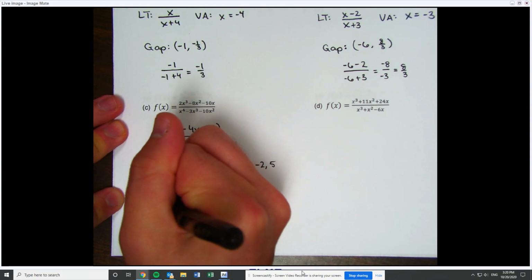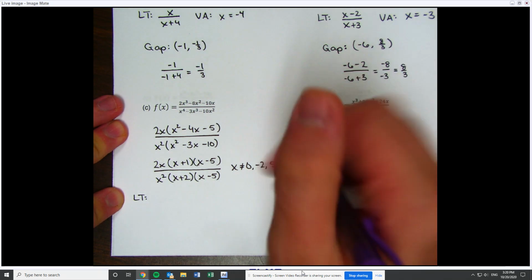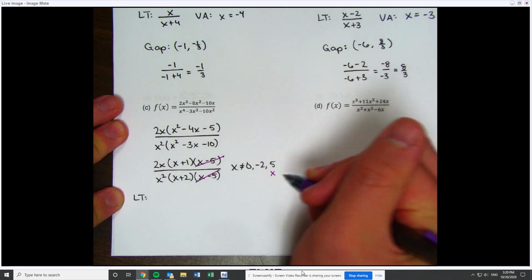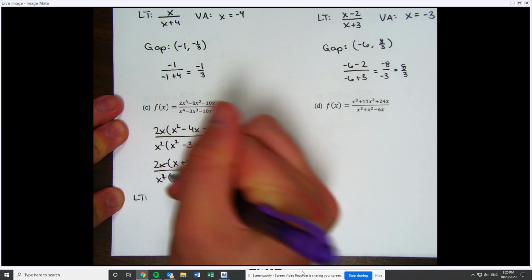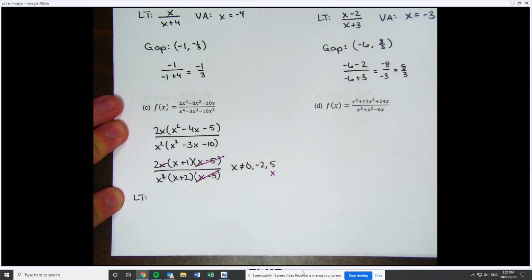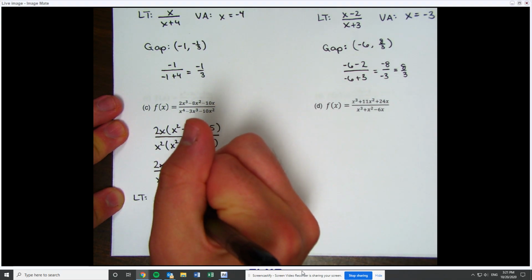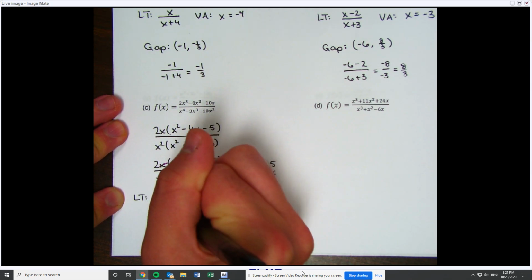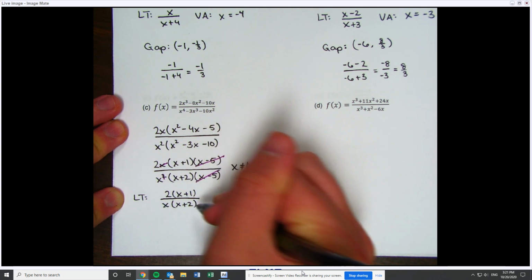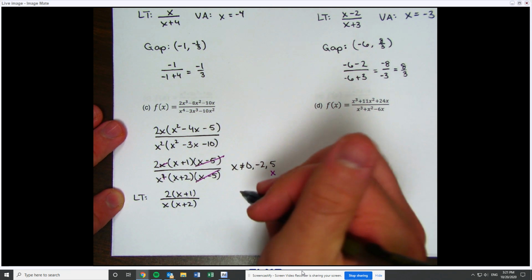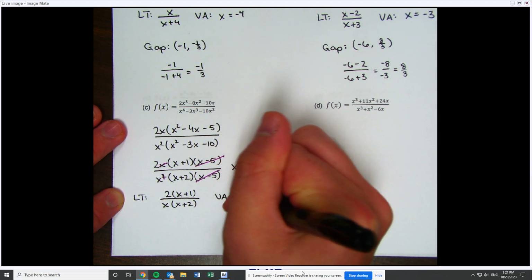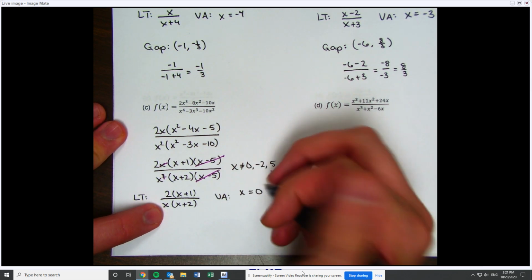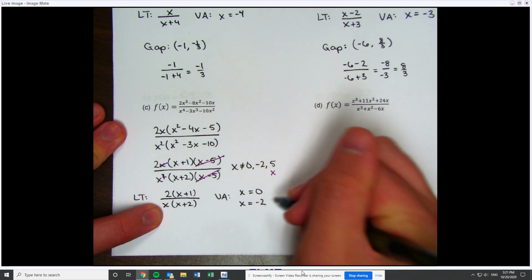All right, now for the lowest terms, I see x minus 5 can go, so that gets removed. Here, x goes, but I still have an x on bottom, so that 0 has to remain. So for my lowest terms, I have 2x plus 1 divided by x plus 2. Got it. Now, as far as my vertical asymptotes go, I have x equals 0, because that's still an issue right here, and x equals -2, because that's still an issue right there.